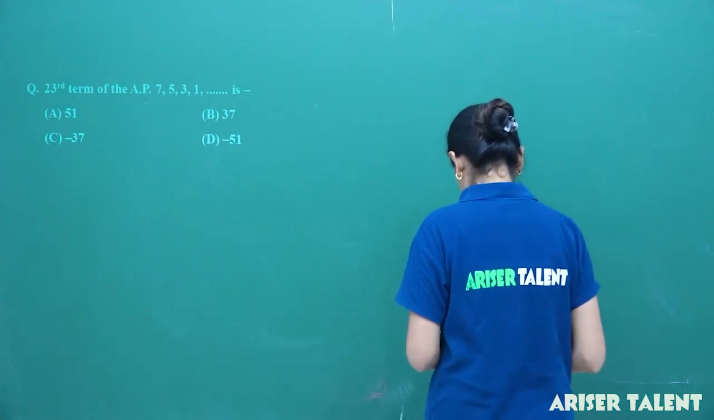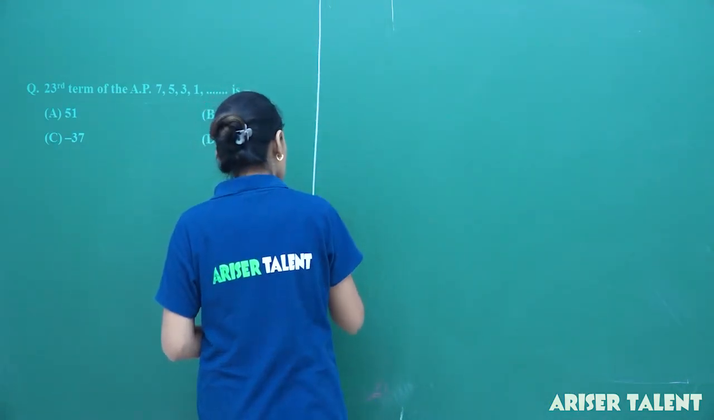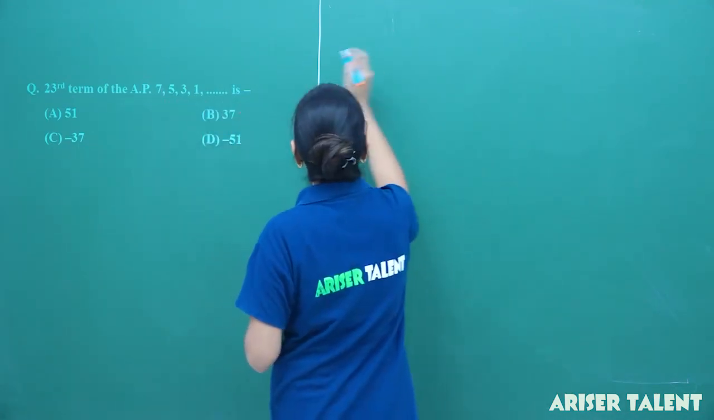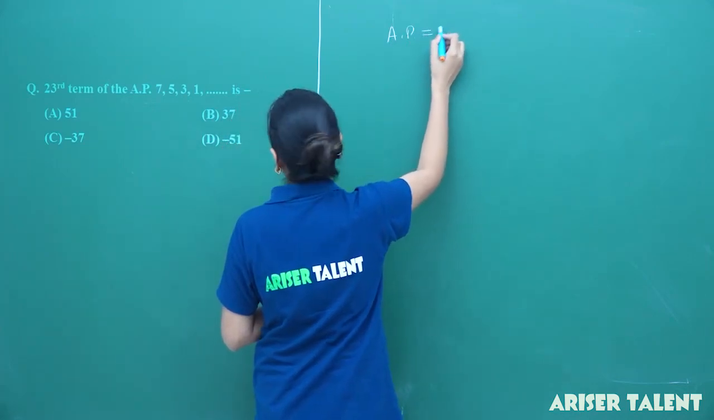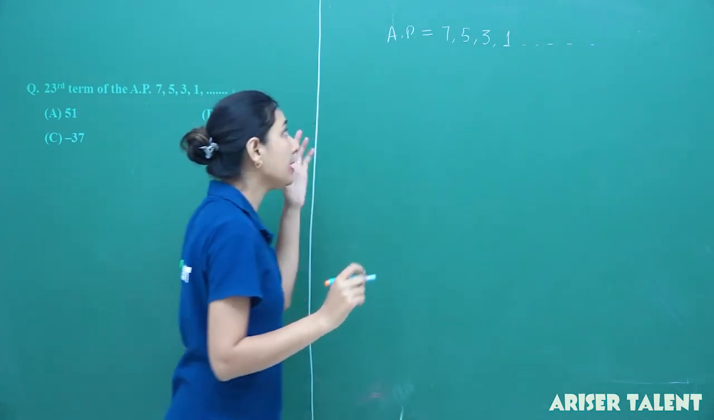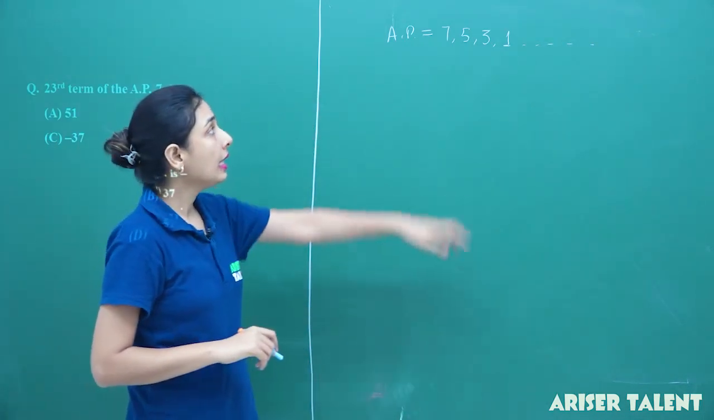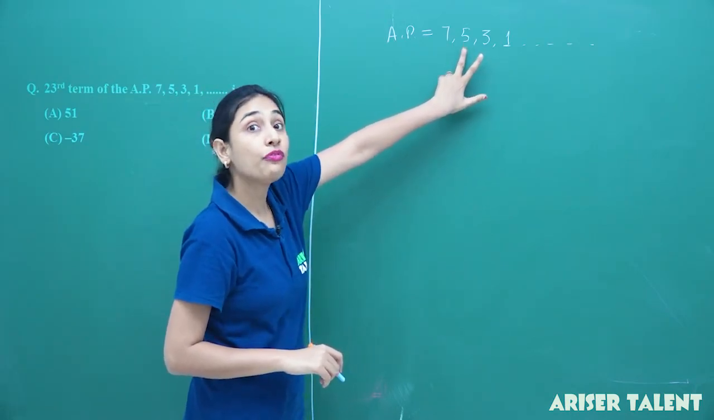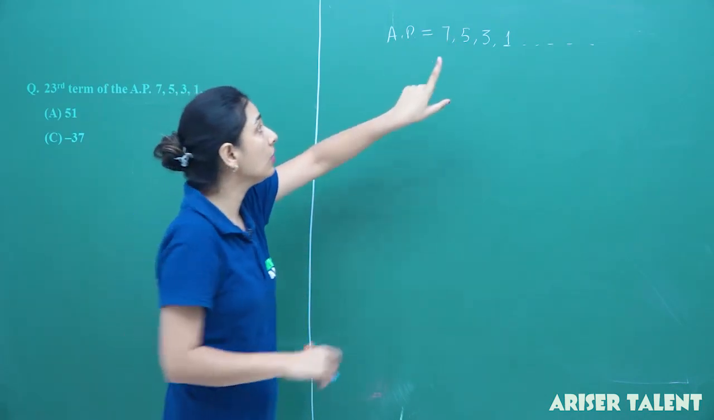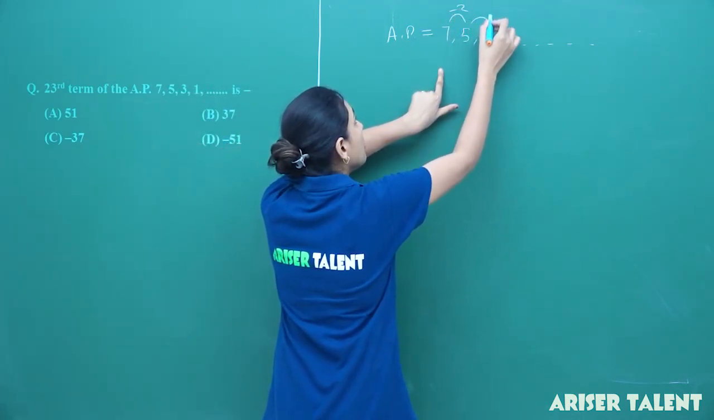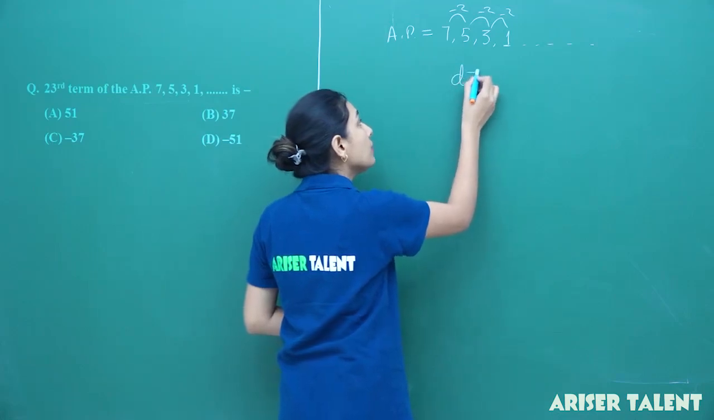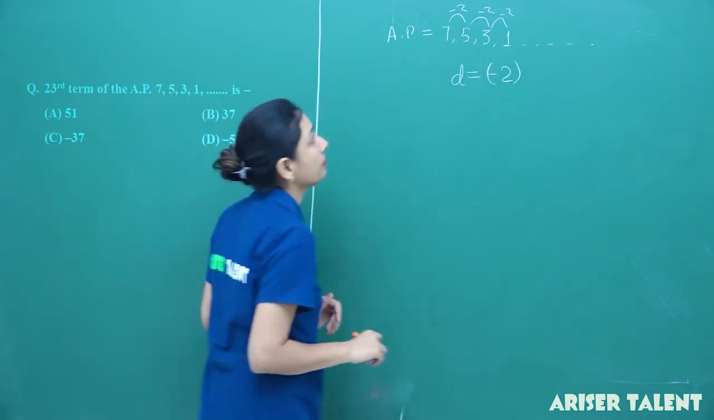Okay. Now, the 23rd term of the AP. The given AP is 7, 5, 3, 1 and so on. From this given AP, can you tell me what the common difference D is? 7 and 5. So, 5 minus 7. Don't do it like 7 minus 5. It will be 5 minus 7 equals minus 2. Again, minus 2. Again, minus 2. So, we concluded that the common difference is equal to minus 2 here.